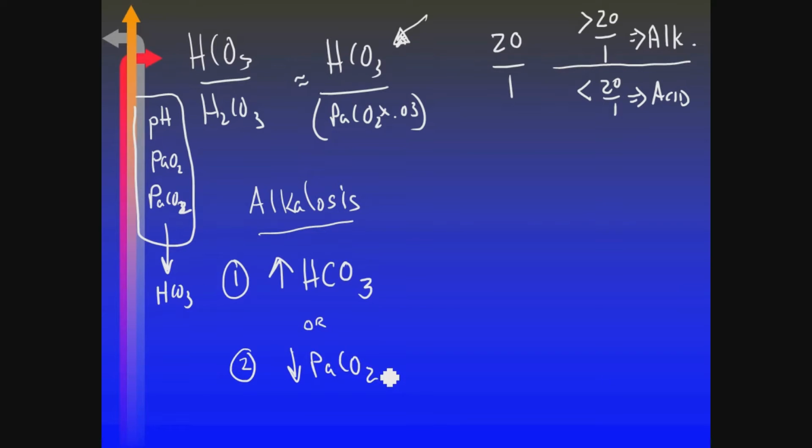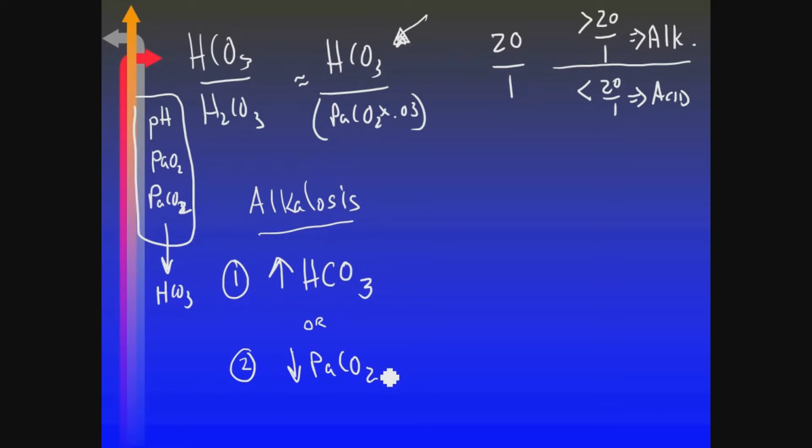This is the crux right here of blood gas interpretation or classification: that relationship between bicarbonate and CO2. If, for whatever reason, the amount of bicarbonate ions in the bloodstream goes up, I create an alkalosis. If, for whatever reason, my PCO2 goes down, I create an alkalosis.